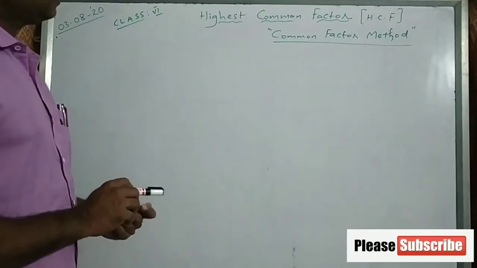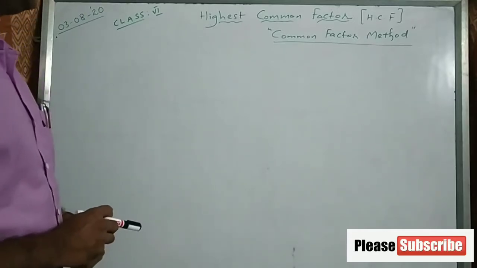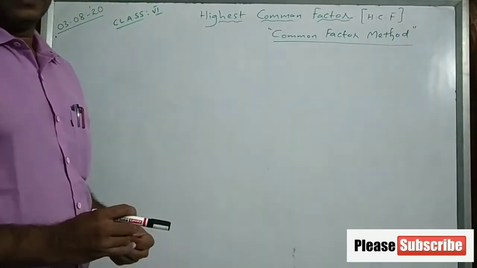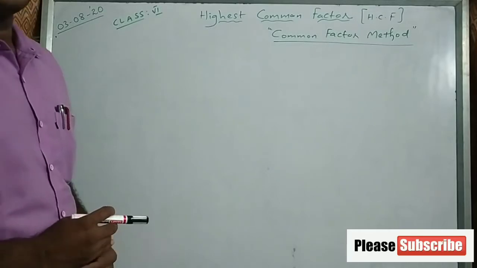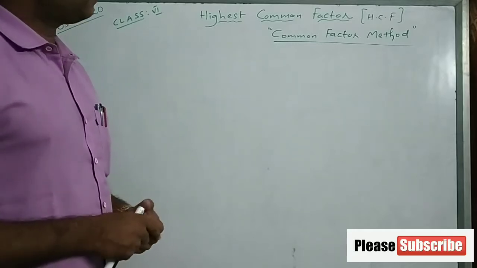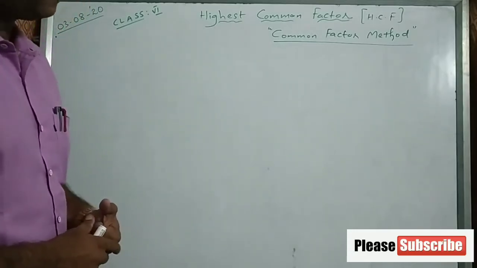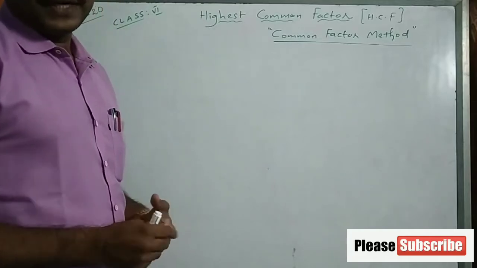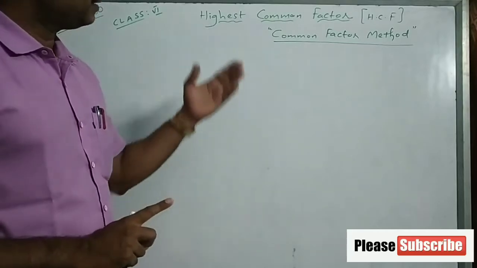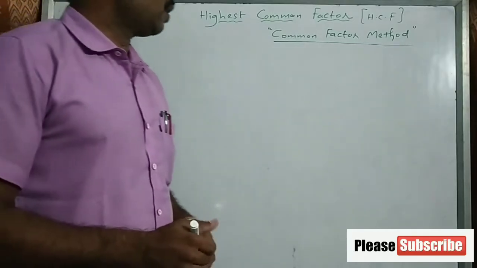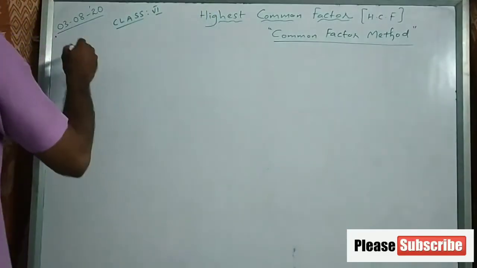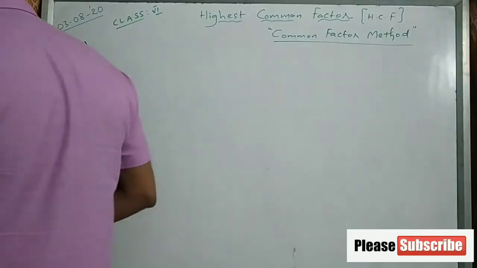Let us see how to find HCF by common factor method. Highest common factor or greatest common divisor. I told you already two methods for finding highest common factor. What are they? First one is division method, second one is prime factorization method, and this is the third method, common factor method. Okay, let us see one problem. It is easy for you, only thing you must learn the tables perfectly.